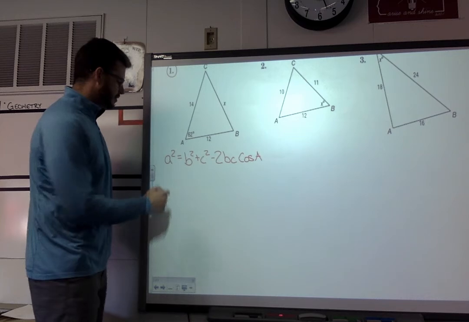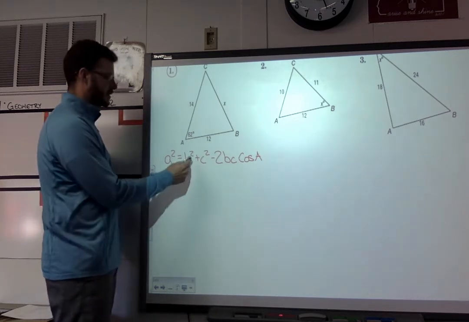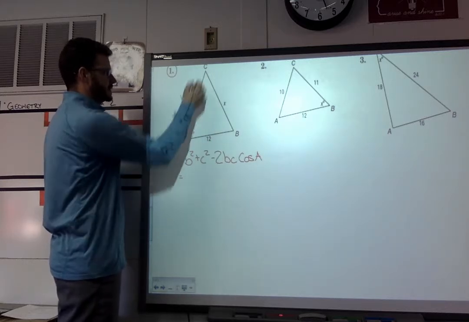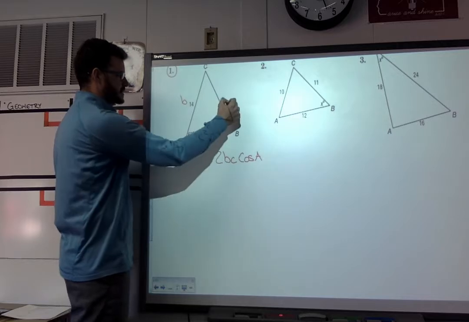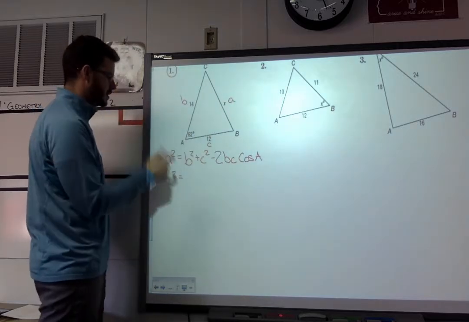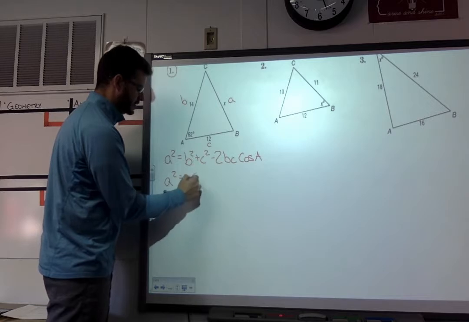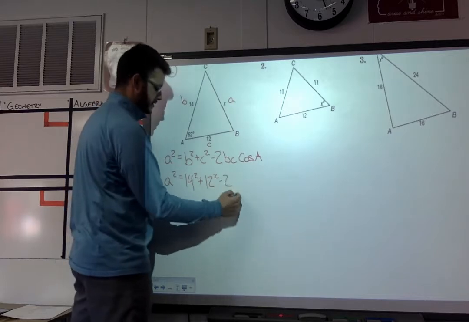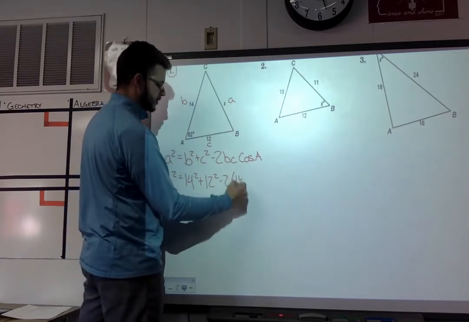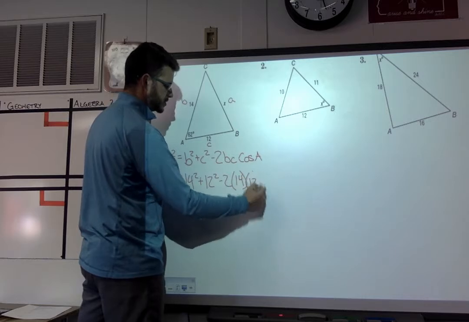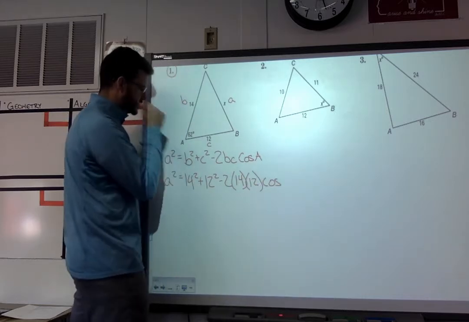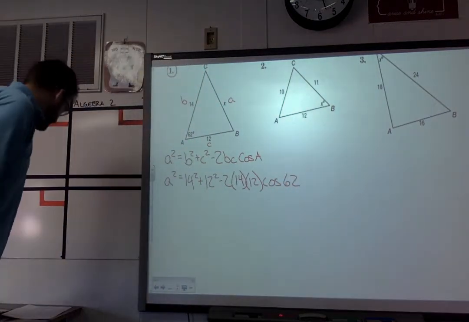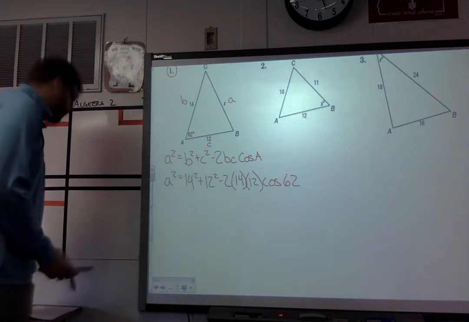So now if I plug in values, A squared equals B squared. Remember, since angle B is here, side B would be opposite. Angle C is there, so this would be side C. This would be side A. So B squared would be 14 squared plus C squared, which would be 12 squared, minus 2 times B, which is 14, times C, which is 12, times the cosine of A, which angle A is 62 degrees. So I plugged in all of the values that I need there.